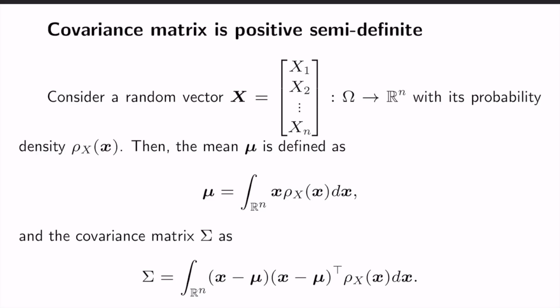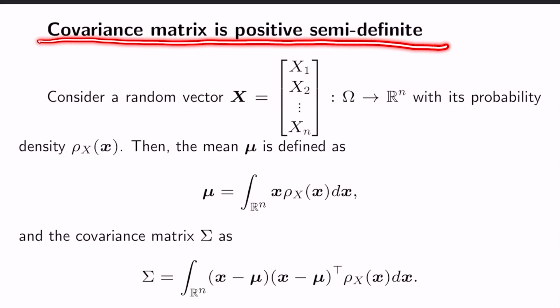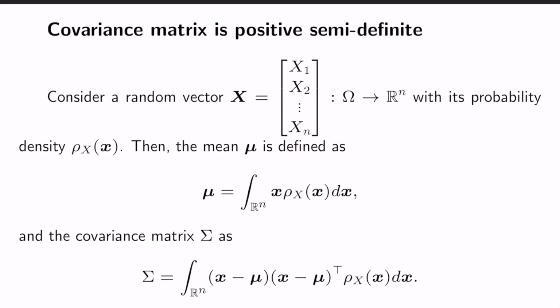In this video, I give a simple proof that explains why any covariance matrix is positive semi-definite. So, consider a random vector x, which is an n-dimensional vector from a sample space to n-dimensional space, with its density being rho x. Then, the mean of this random vector is given by this equation, so x times the density function and integrating over the entire space.